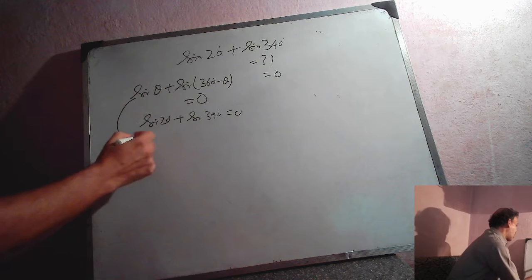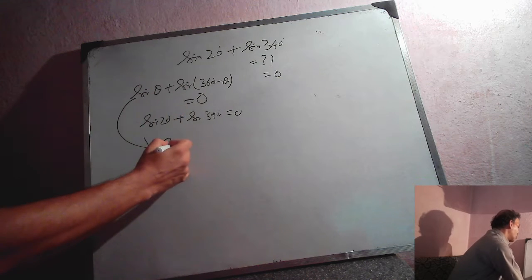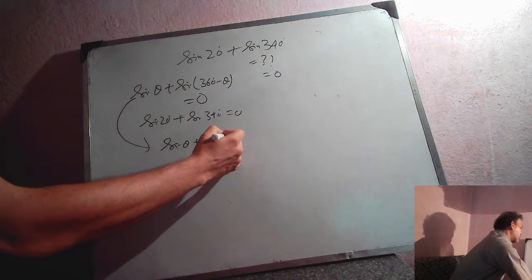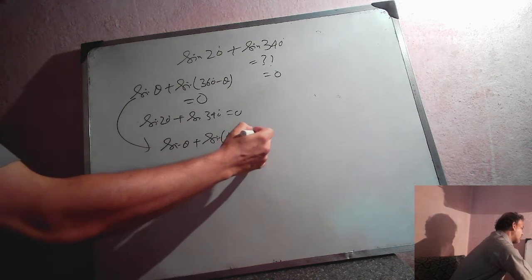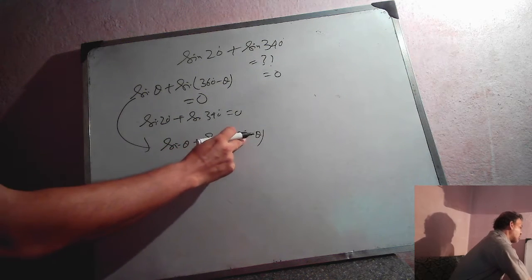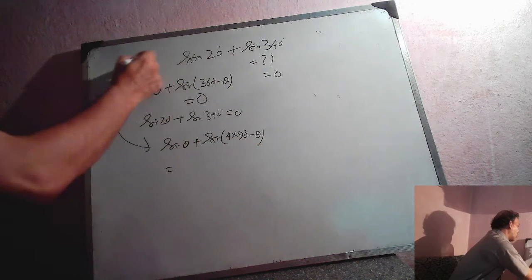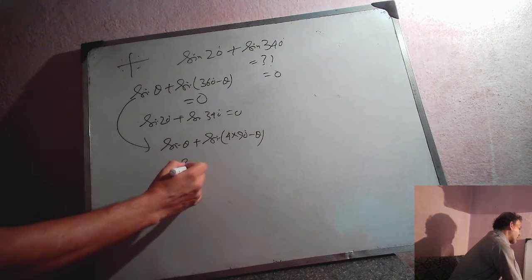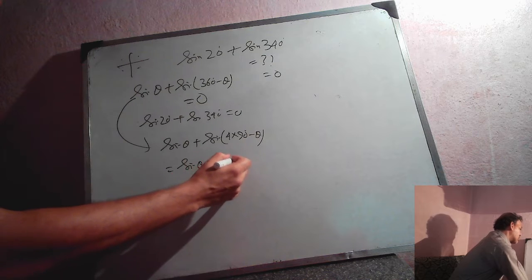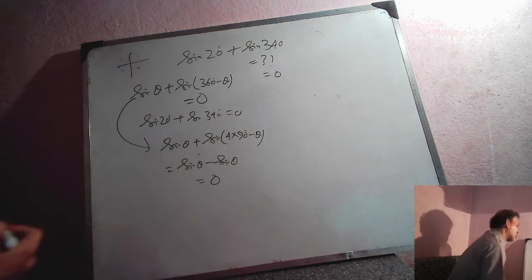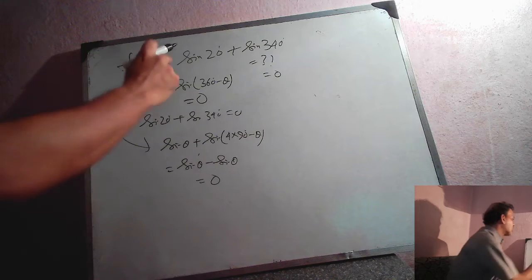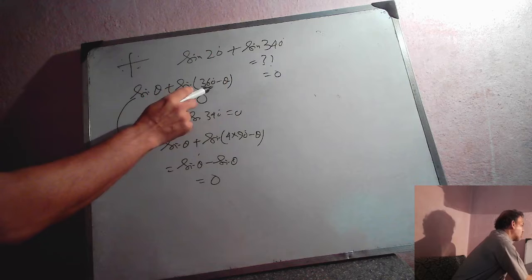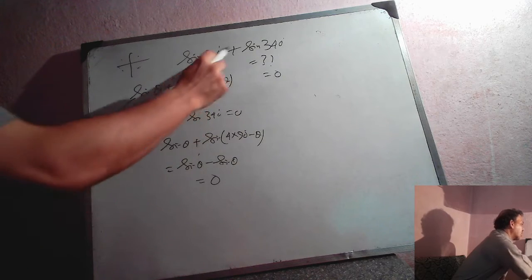How will you prove it? We know sin (360 - theta) means sin (4 into 90 - theta). For 4 into 90 - theta, the house of all sin, tan, cos is the house of cos, but this is sine, so this will be minus sin theta. Sin theta minus sin theta cancel each other, so this will be equal to 0. So sin theta + sin (360 - theta) is always 0.